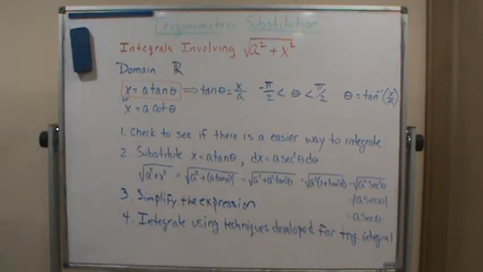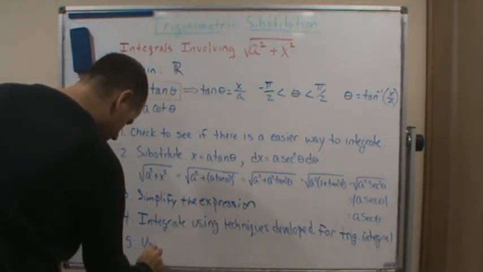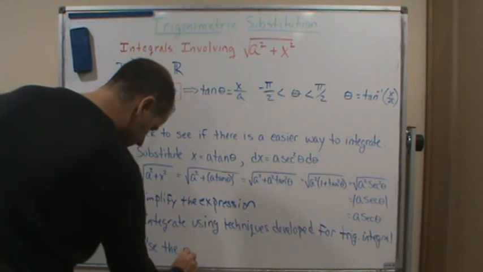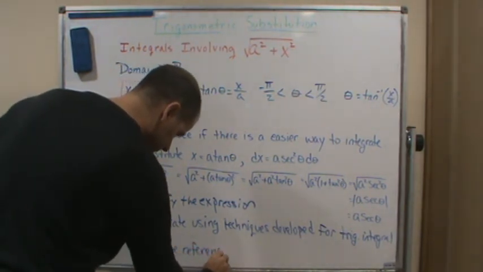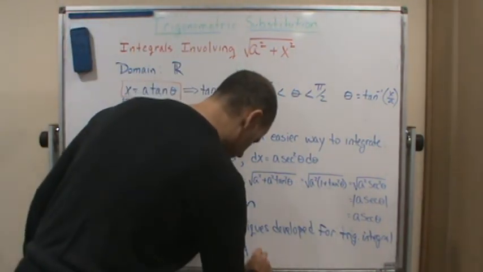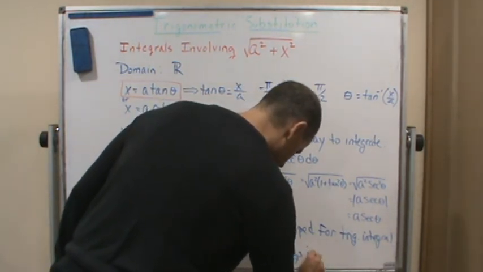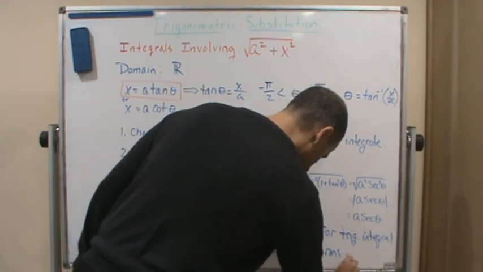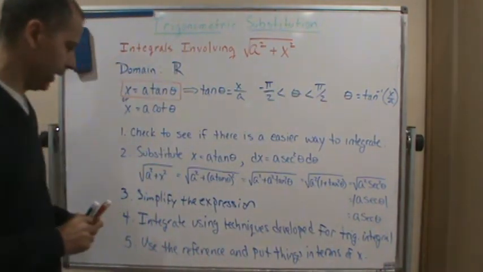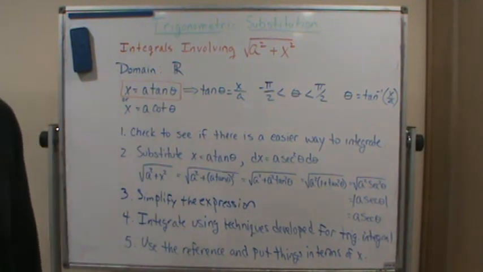Then once we do that, the last step, step 5, is to use the reference triangle and put things back in terms of x. So these are the same steps that we did before. Okay, that's it. Come back and I'll be doing some examples next.